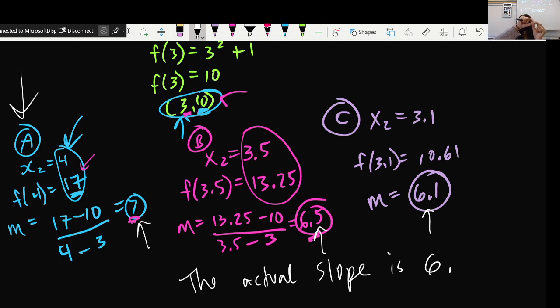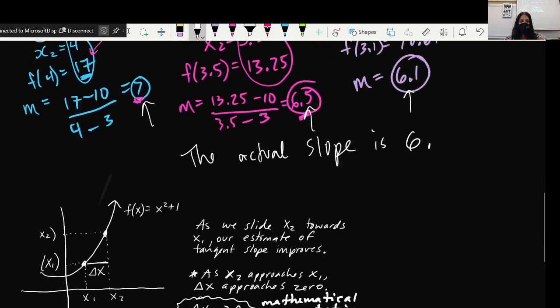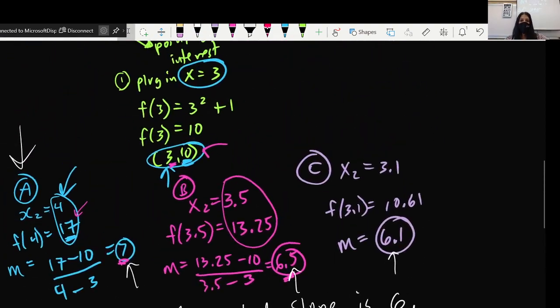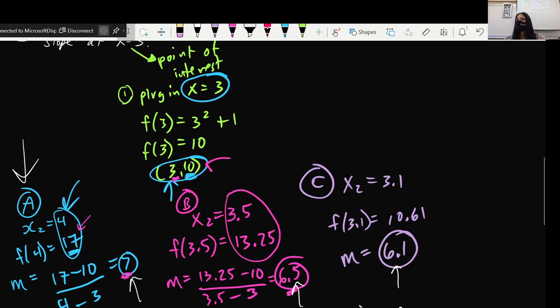The closer we get to the point of interest, we're increasing the level of accuracy, which ties into the concept of what you did last class in that activity. Okay, questions before we move on? So far we're good?